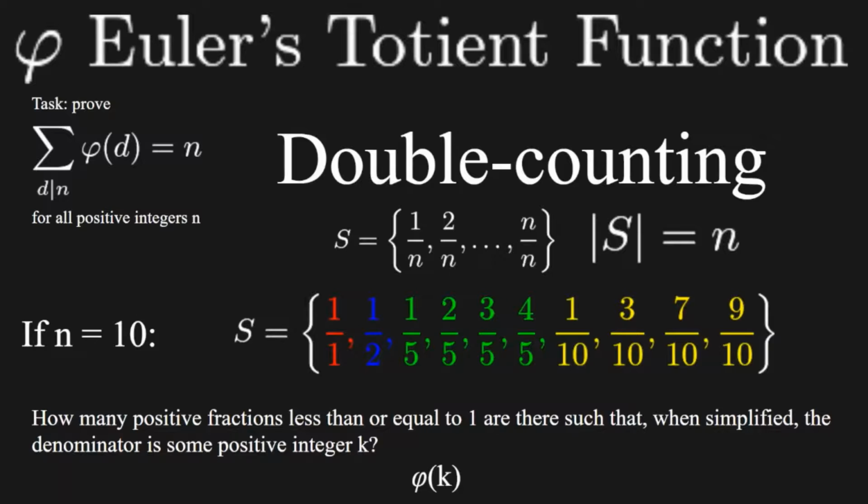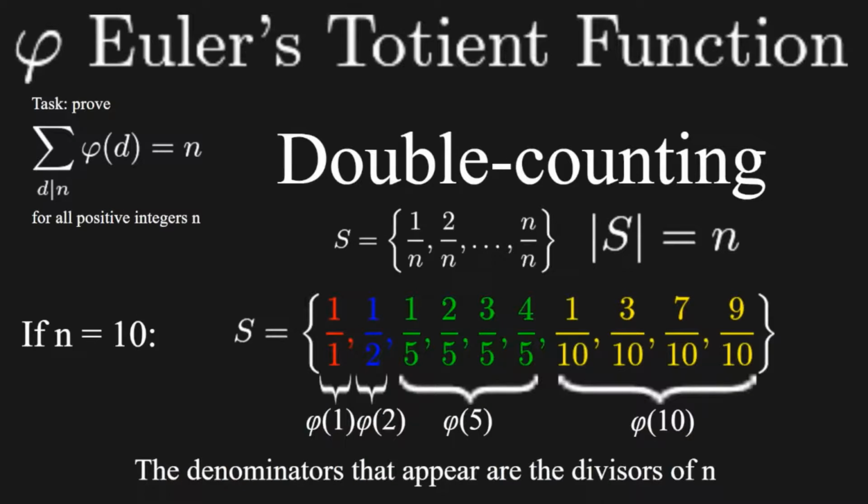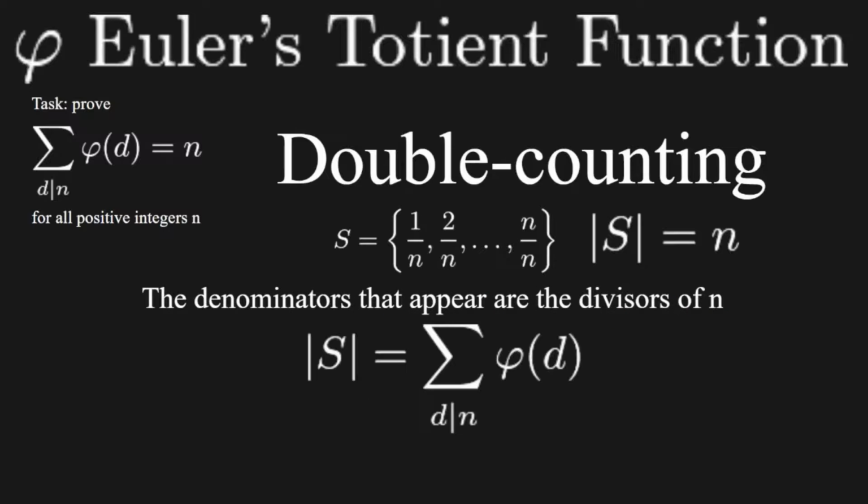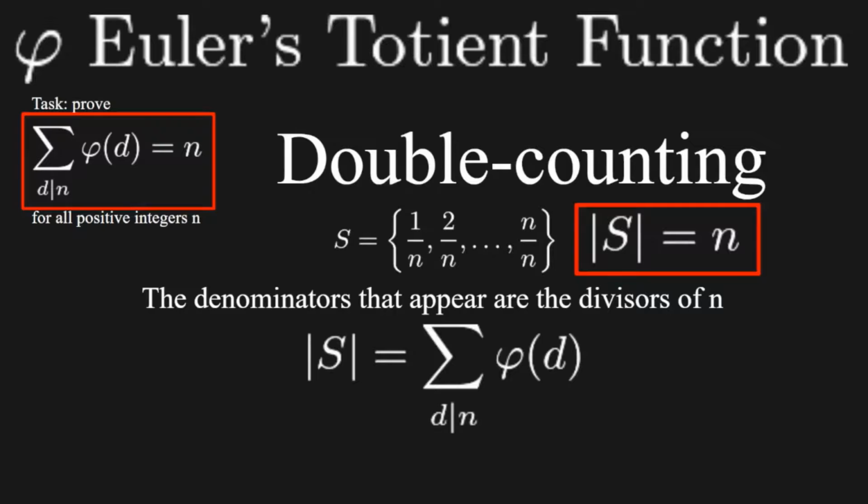Now let's look at which denominators are present in s. Well, the set of denominators in s is exactly the set of divisors of n. Thus the size of s is equal to the sum of the phi function of the divisors of n. But the size of s is also equal to n, so this means that we're done.